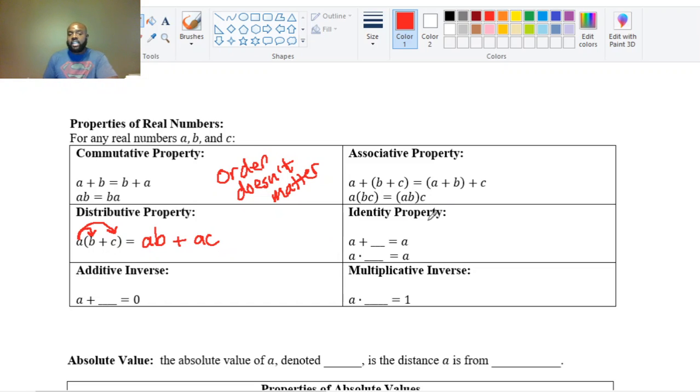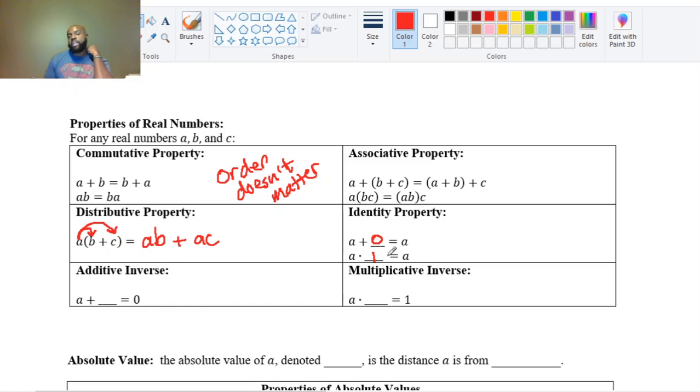We have some identities, right? The number that you add to A in order to get the identical number as your result is 0. And with multiplication, the number that you multiply A by in order to get this same identical A as your product is going to be 1. And so 0 is the additive identity and 1 is the multiplicative identity, all right?